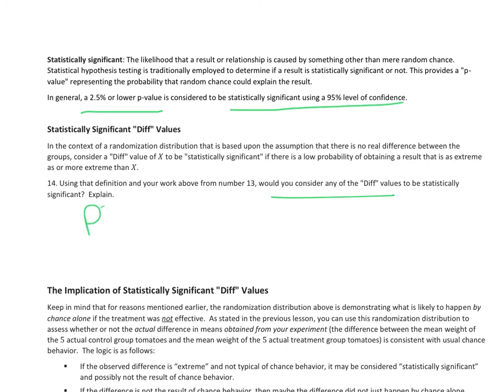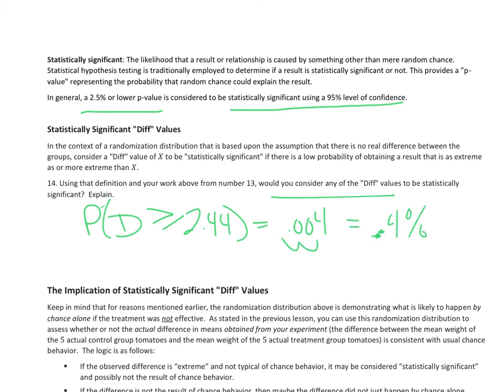So when we get the probability of the diff being greater than or equal to 2.44, we got 0.004, which move that over twice, gets you 0.4%. This is pretty small, so using a 95% confidence level, which is 2 standard deviations from the mean, this would be a value that seemed to be statistically significant because it's lower than that rule of thumb of 2.5%.